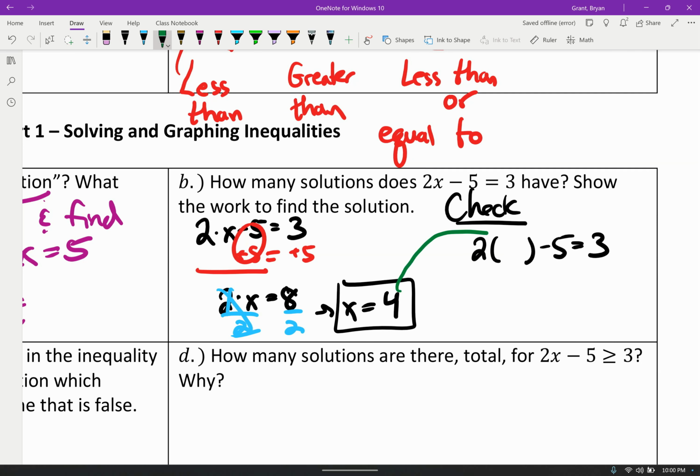Now that's all review. So let's go ahead and look at C. C says we want to test 5 possible solutions, so 5 x values, in this inequality. And remember, we read this inequality: 2x minus 5, not alligator mouth. This isn't even a number, right? That's an expression. 2x minus 5 is greater than or equal to 3.